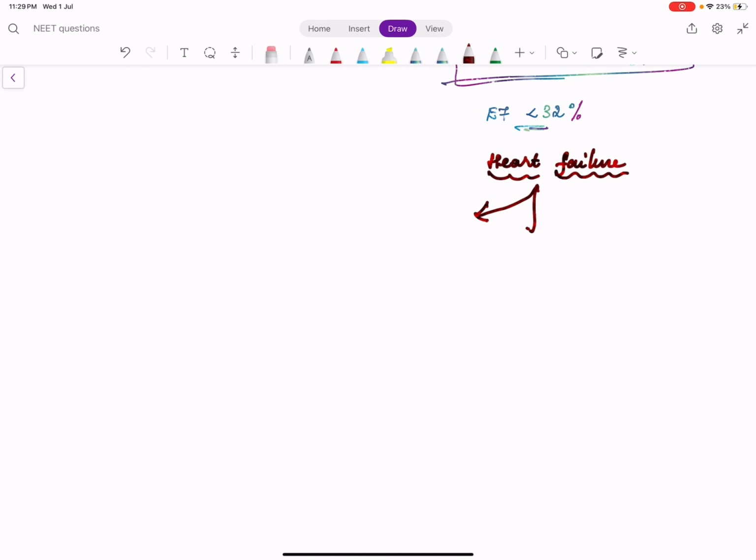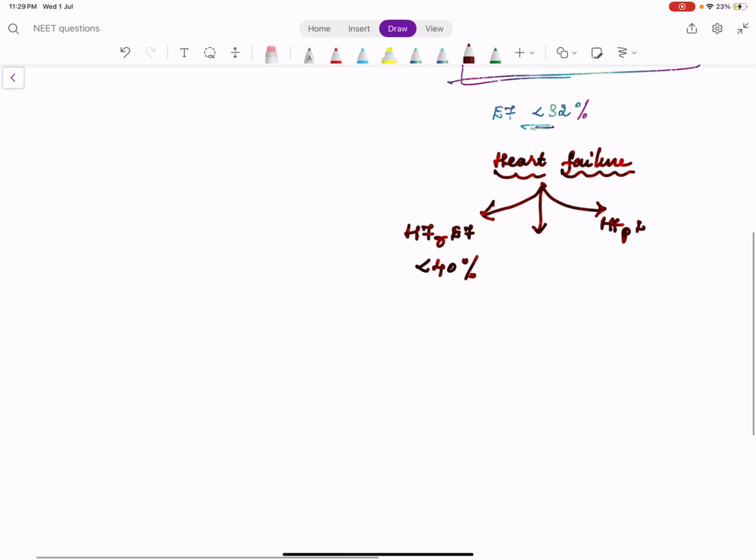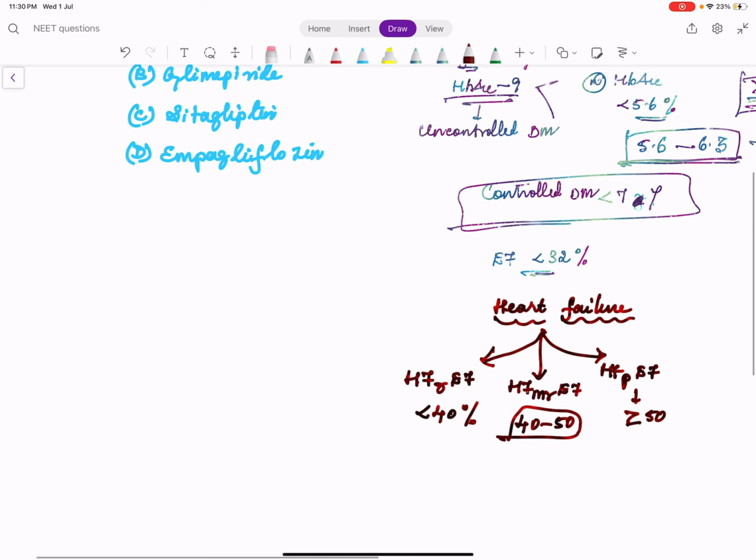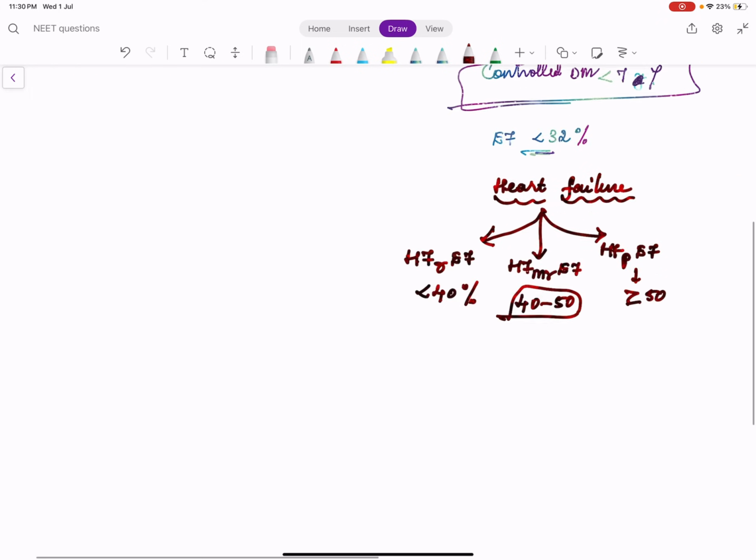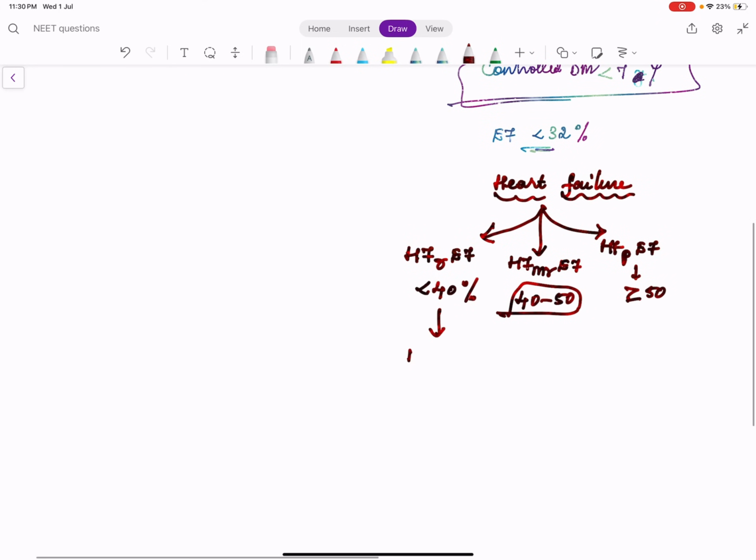Based on ejection fraction, they have classified heart failure into 3 categories. Heart failure with reduced ejection fraction, where ejection fraction is less than 40%. Heart failure with preserved ejection fraction, HFpEF, where EF is more than or equal to 50%. Then we have heart failure with mid-range ejection fraction, where EF is between 40 to 50. So this patient, in the example, is given EF 32, so he comes under the category of heart failure with reduced ejection fraction.